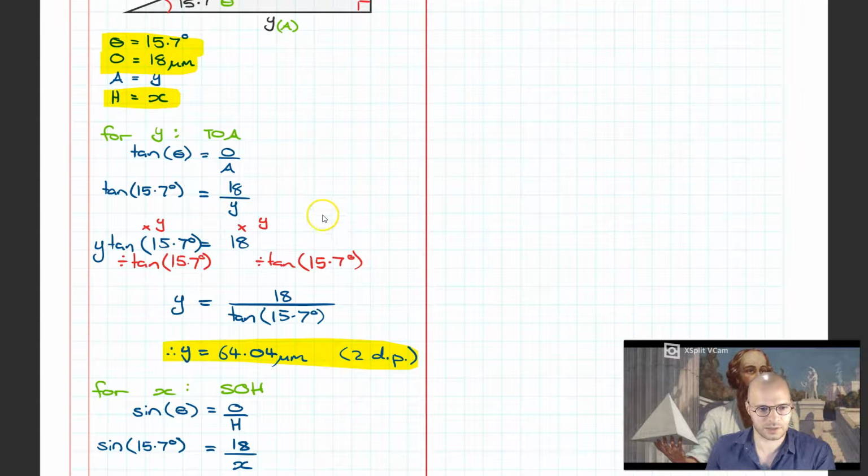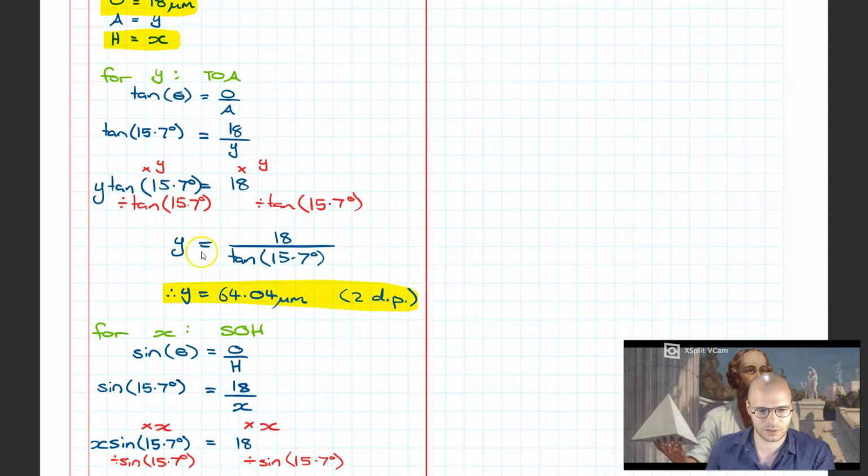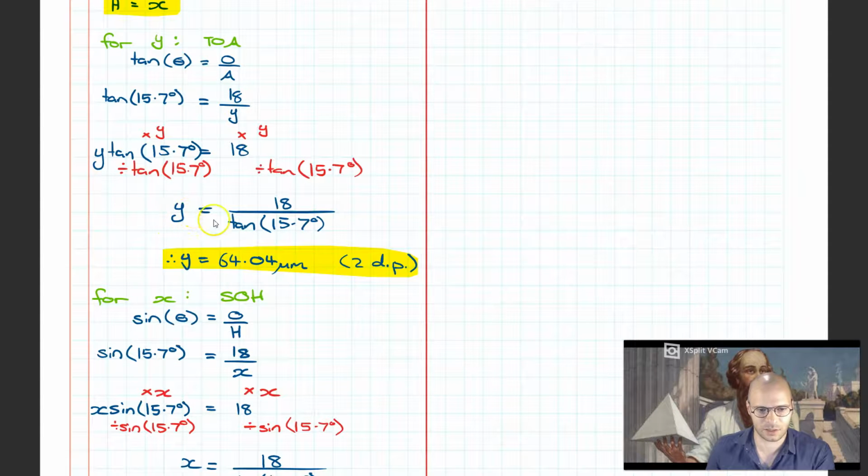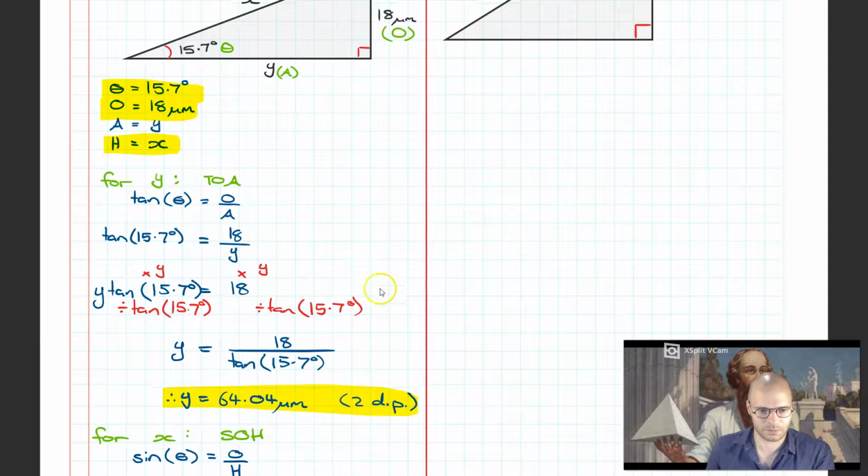So notice the difference in form that we're working with here. In the previous examples, all we needed to do is multiply by the quantity in the denominator, but because in this case the quantity is unknown, we first have to multiply and then we have to divide by the quantity on the left to make the unknown the subject. So it's a two-step problem here.